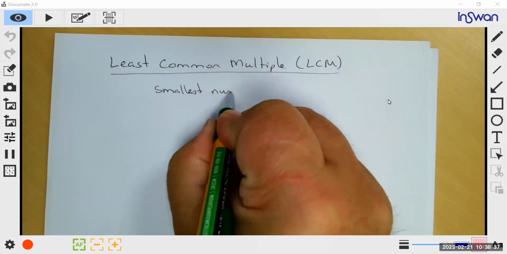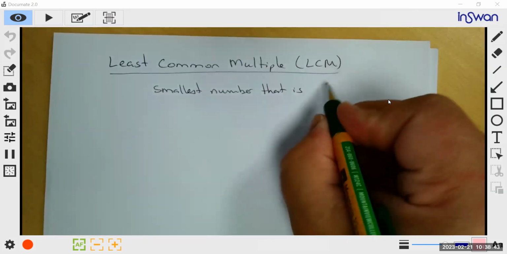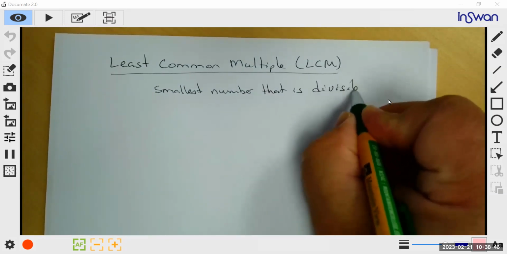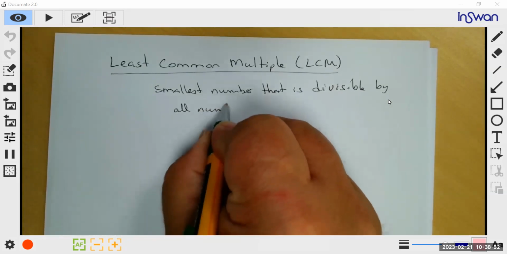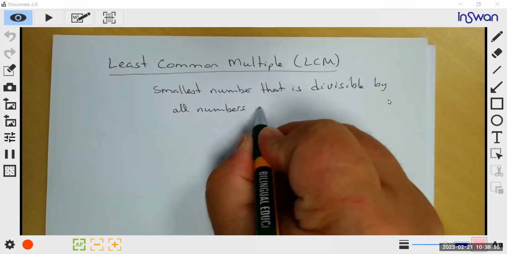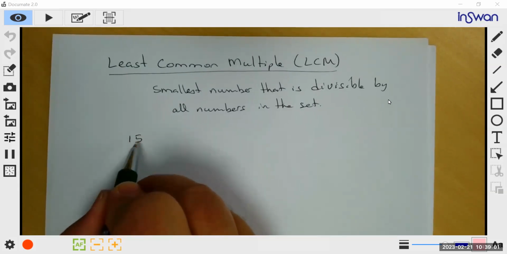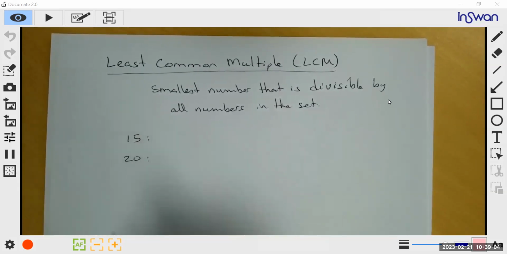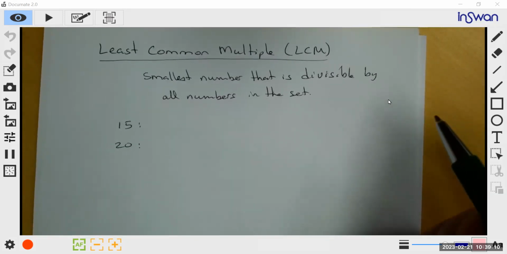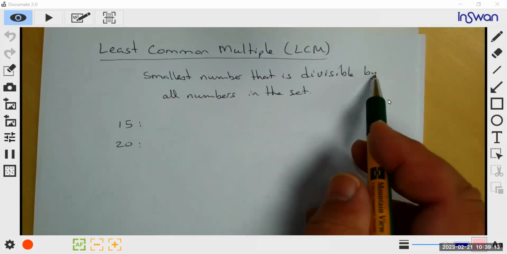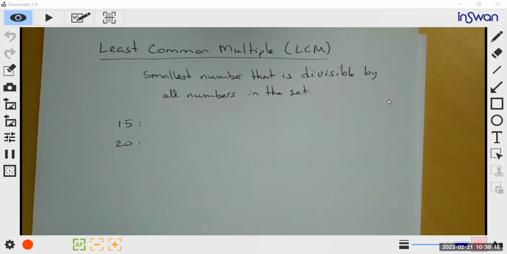This is the smallest number that is divisible by all numbers in the set. It's the smallest number that is divisible by the numbers in the set. So what's the smallest number that 15 and 20 both fit into?